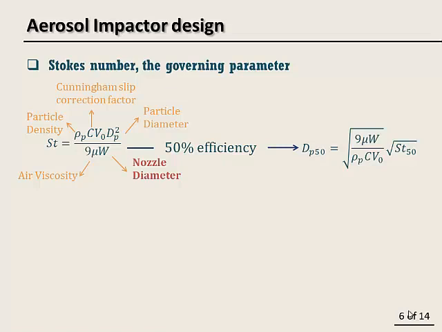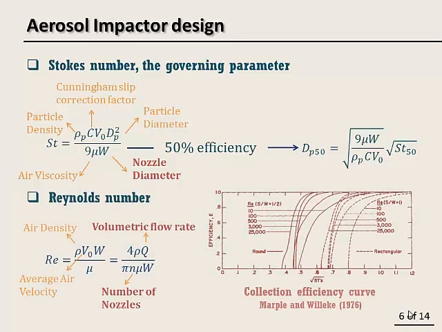Usually, the particle size that is collected with 50% efficiency is called the stage cut point, and that's what we use for showing what the stage cut point for each stage is. Another important parameter is the Reynolds number, which is another dimensionless parameter, which states the ratio of inertial to viscous forces.